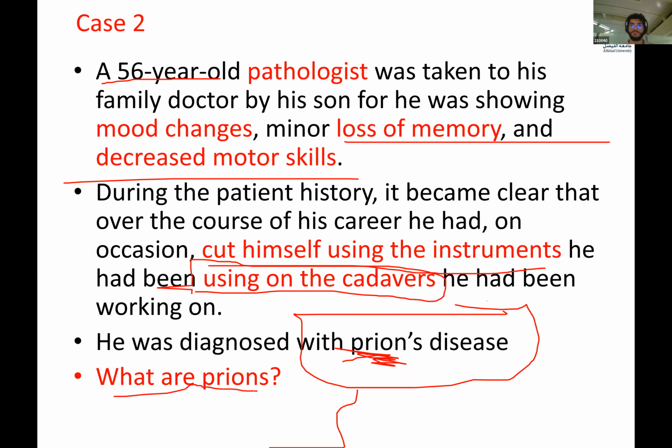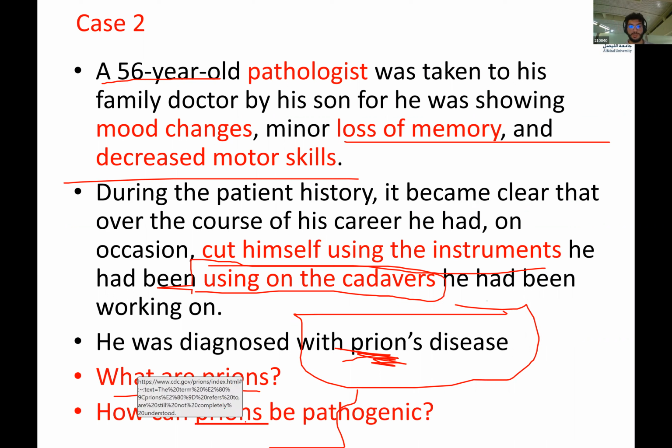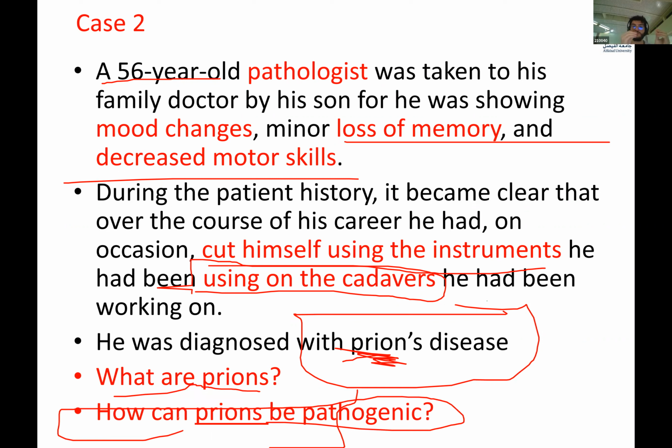Again, what are prions? We just mentioned prions normally are normal looking proteins. What happens is one of them becomes abnormal and starts infecting other proteins. This is what prions are. And this is how they're pathogenic. They cause other prions to misfold. Abnormal prion proteins form, cause misfolding of normal prion proteins.